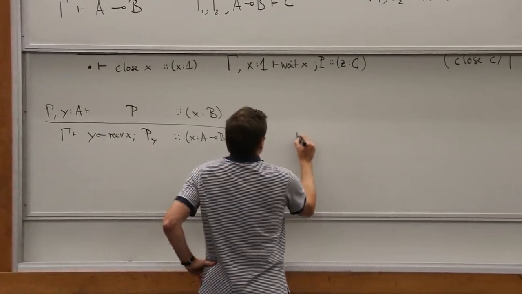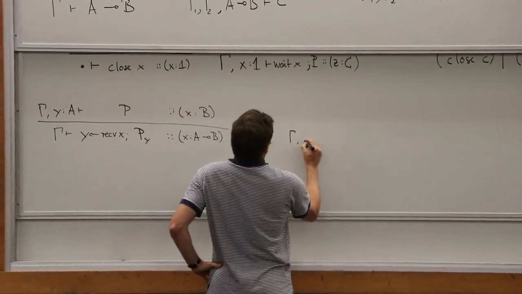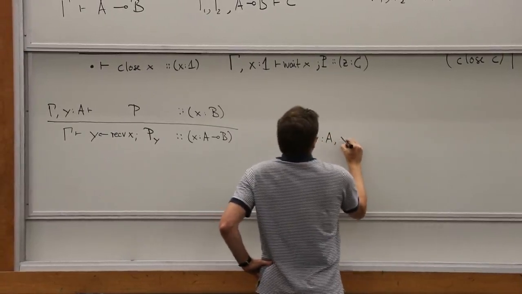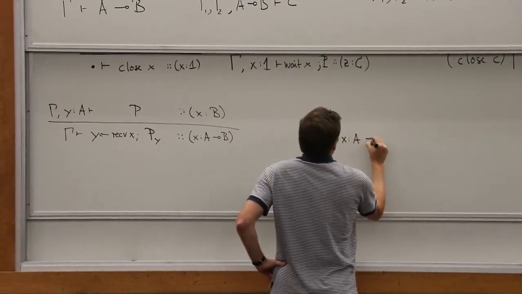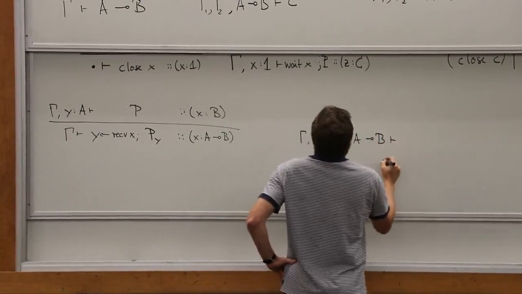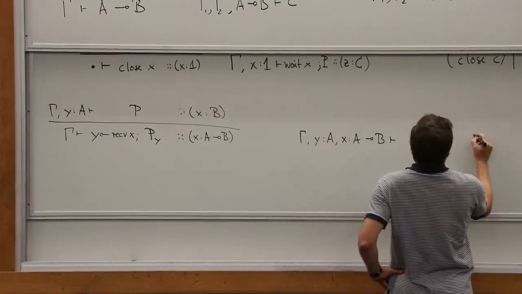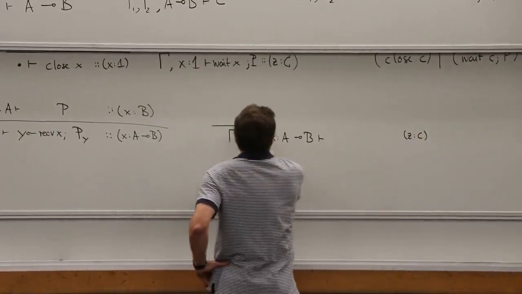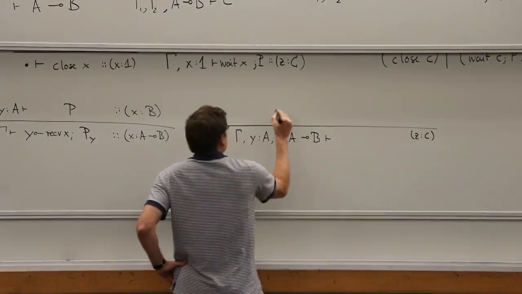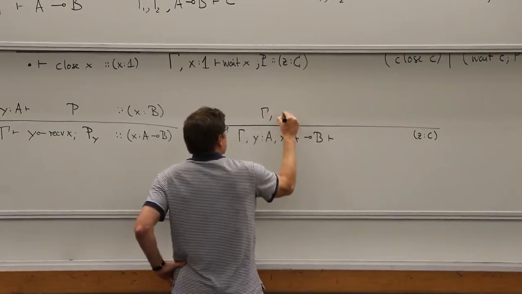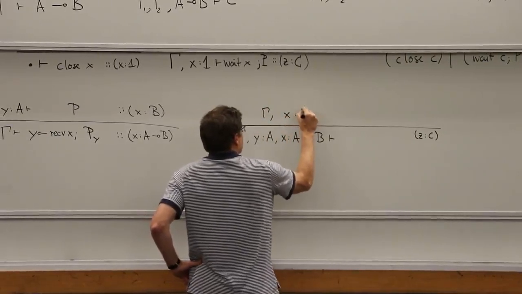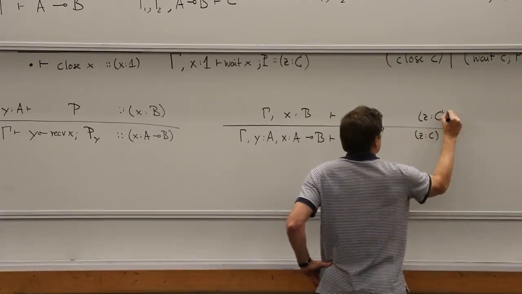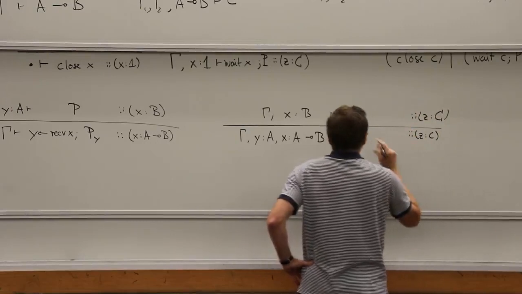It'll be like gamma, y colon A, x colon A arrow B. And on the right-hand side, I'm going to have z colon C. And then in the premise, I'm going to have gamma, x colon B. And I'm still going to have z colon C over here, that doesn't change. Okay?